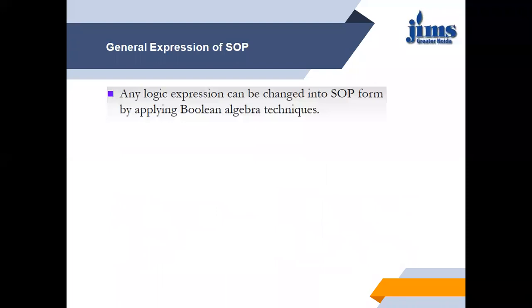Now the general expression of the sum of product. Any logic expression can be changed into SOP, that is sum of product form, by applying Boolean algebra techniques. For an example, suppose we have A and (B or CD). What we do is open it with the help of the Boolean postulates. We multiply A into B, AB. Then we multiply A into the next term, ACD. So this term is your sum of product. The earlier form is not a sum of product.